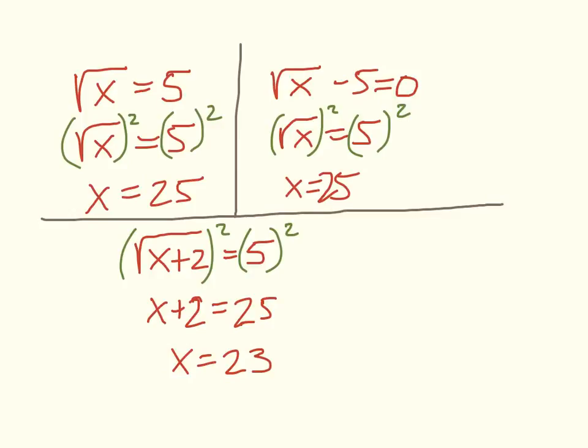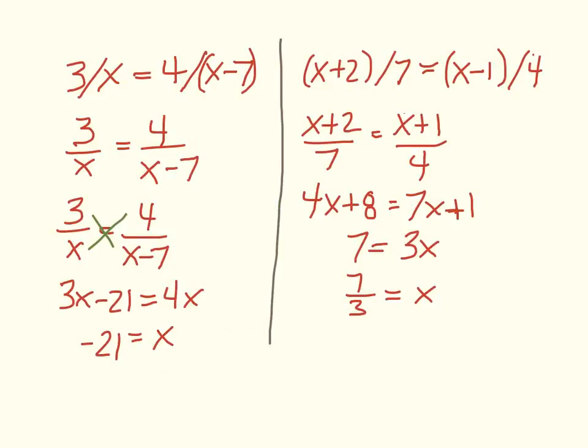So this is perfect timing. As we get ready to review for the midterm, you will have to remember how to solve a quadratic equation. So factoring or one of those other nice methods that we've learned. So here, square root of x plus 2 squared is x plus 2. 5 squared is 25. Subtract 2 from both sides, and x equals 23.